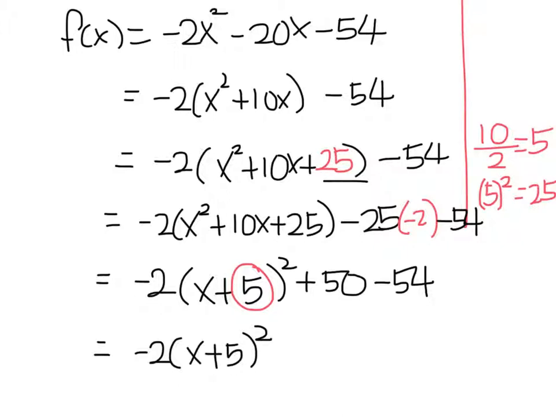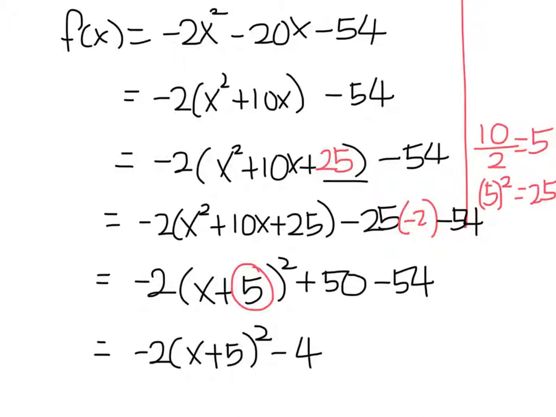And then, a lot of you got this part wrong, right? Adding these two numbers. You can use a calculator if you need to, but 50 minus 54 is supposed to be negative 4. Okay? And so now I am done. This is my vertex form.